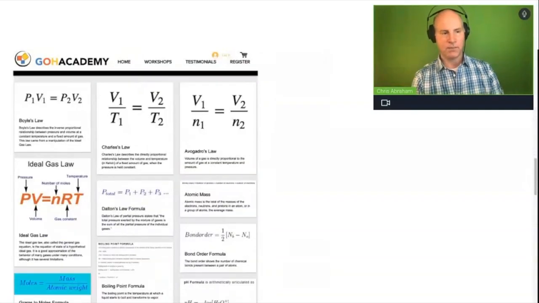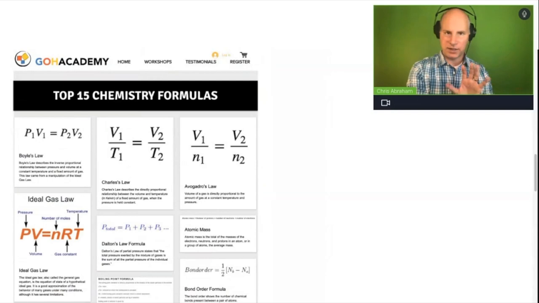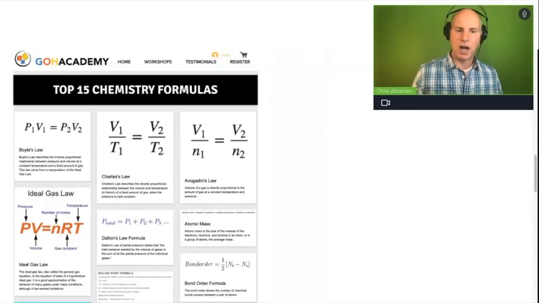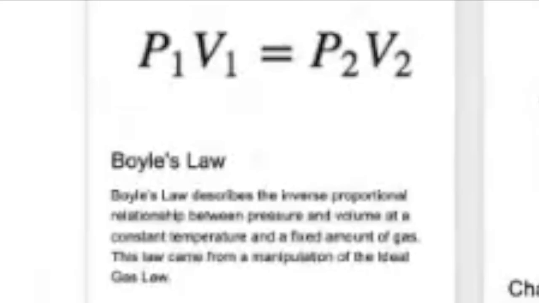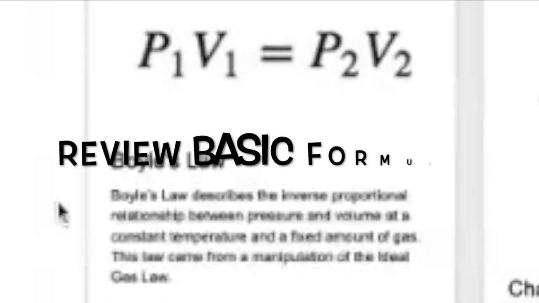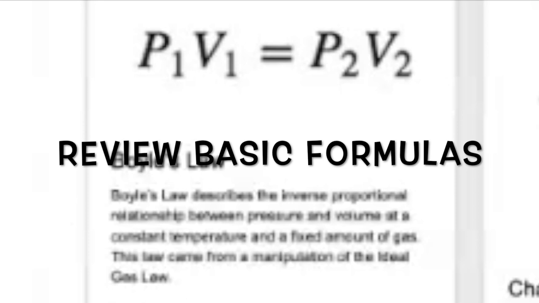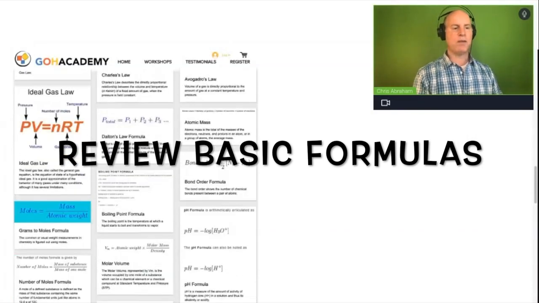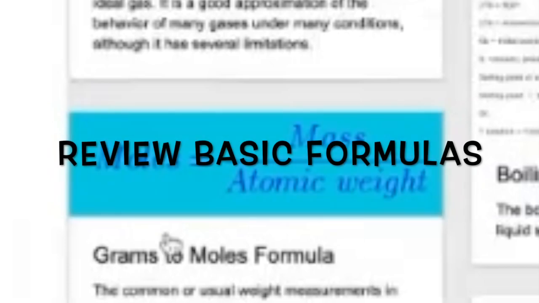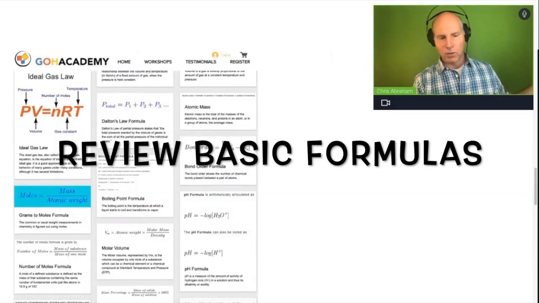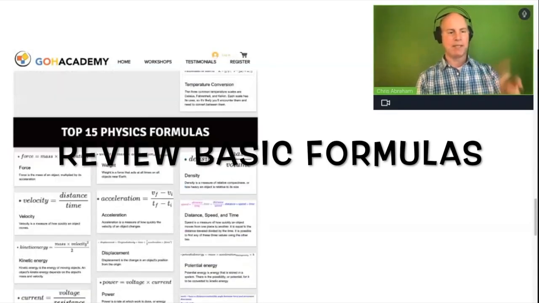There are formulas here. Now, this is intended for chemistry teachers, but there's a couple of these that are really important. Like, you should be familiar with Boyle's Law. I mean, there's no reason why you wouldn't know that, okay? You should be familiar with moles. Look at the ones that are the most basic. How about this one right here?